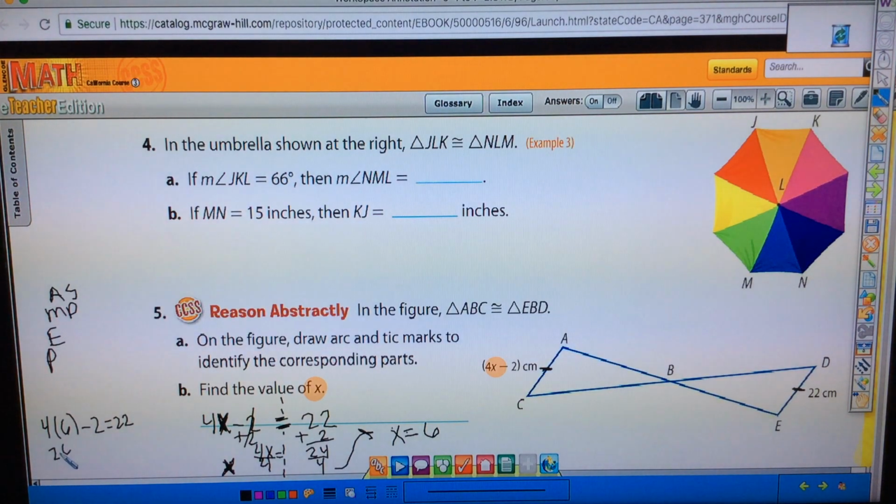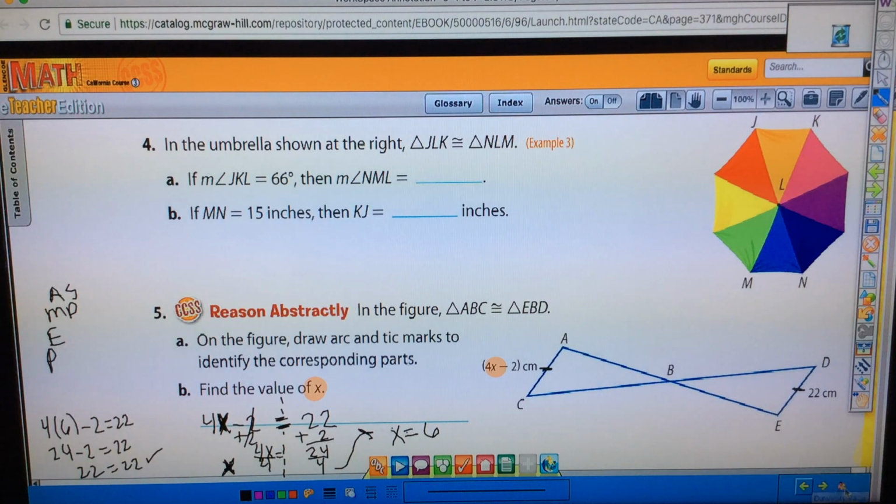I'm sorry, 6 times 4 is 24. Minus 2 is equal to 22. Go ahead and subtract these two, and you're going to get a true statement. 22 equals 22. Okay, so I'm going to let you guys go ahead and do the tick and arc marks.